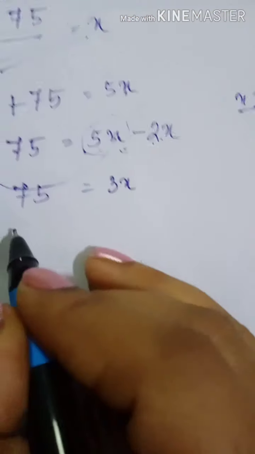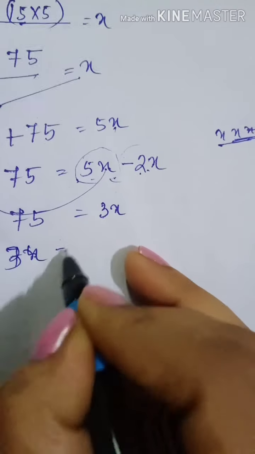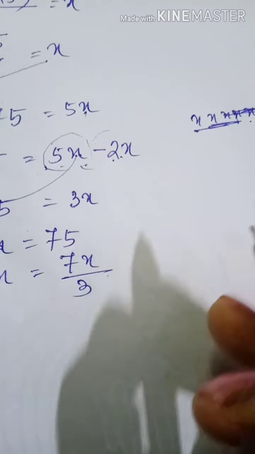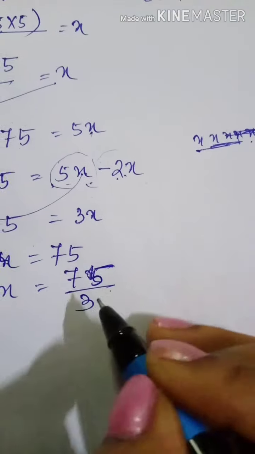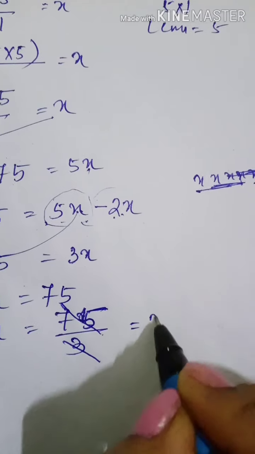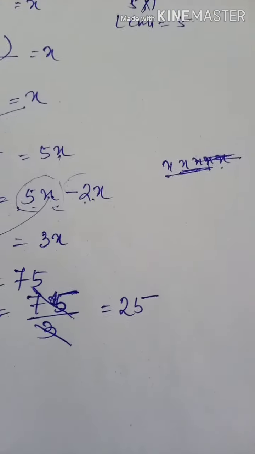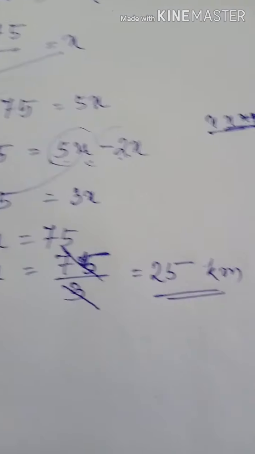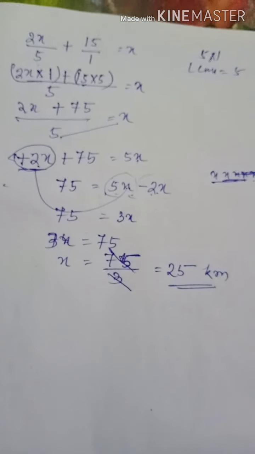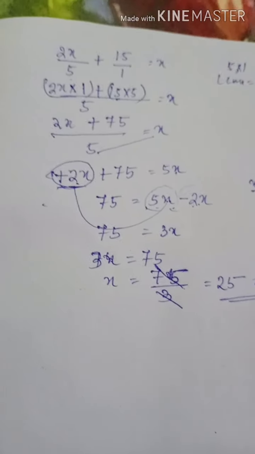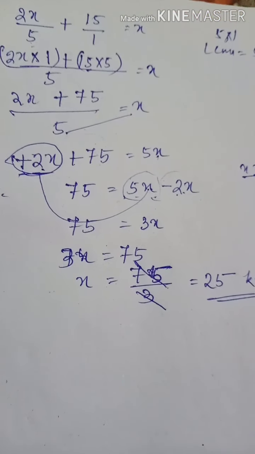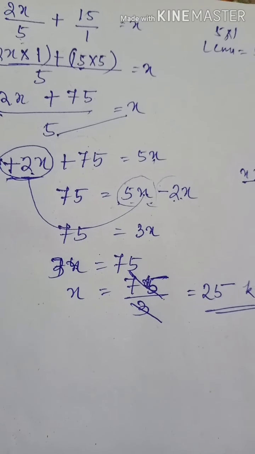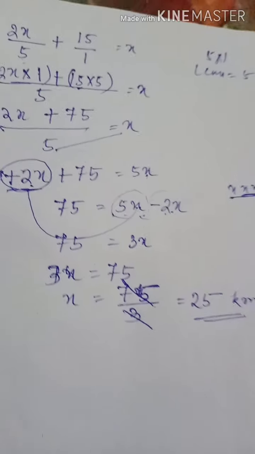That means 3x is equal to 75, then x is equal to 75 by 3. What is the answer we are getting? 25. Answer will be 25 kilometers. The total distance of his journey is 25 kilometers. Clear students? In this way you have to do this problem. According to that, solve the remaining questions of your exercises. Thank you.